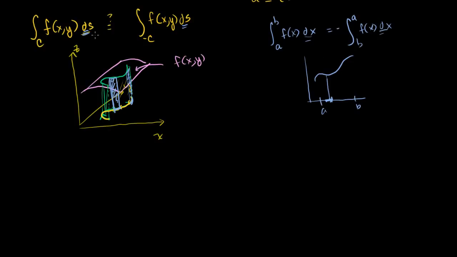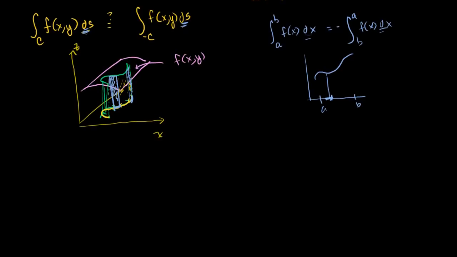In either case here, our path changes, but our ds's are going to be positive. And the way I've drawn the surface, it's above the xy plane. The f of xy is also going to be positive. So that also gives the same intuition that this should be the exact same area. But let's prove it to ourselves.